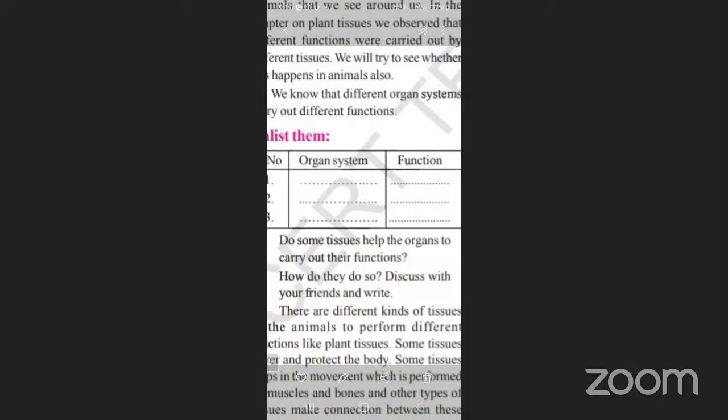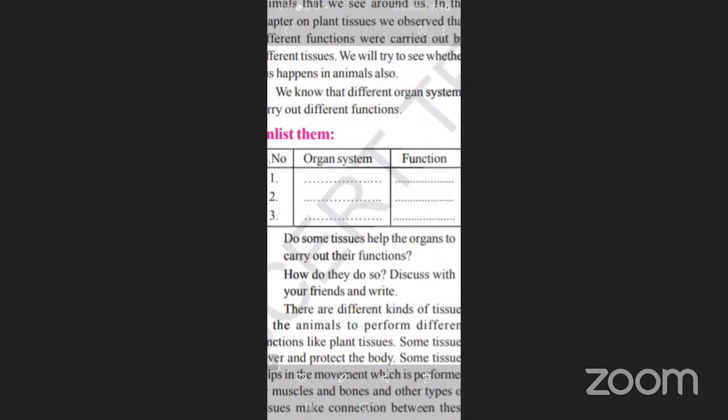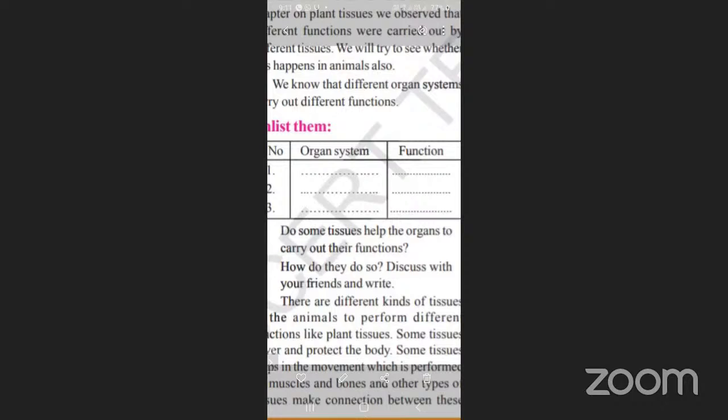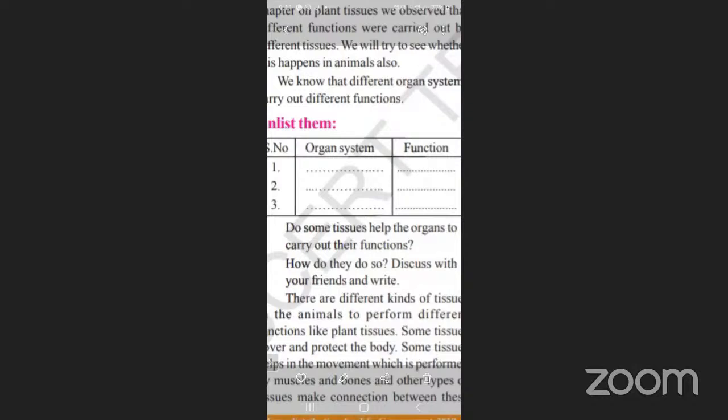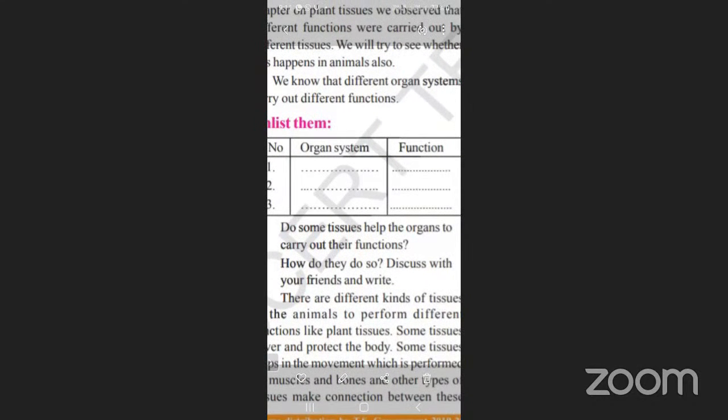The nervous system is one of the organ systems. The function of the nervous system is to coordinate the activities of other organ systems and respond to sensation.